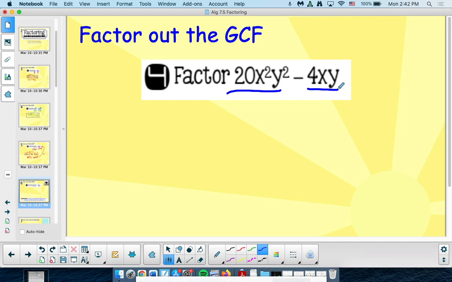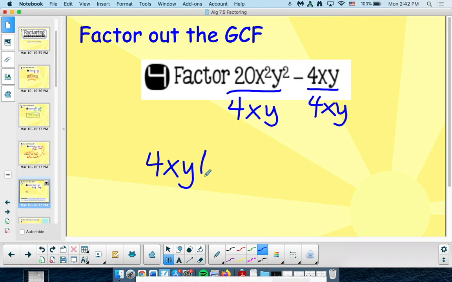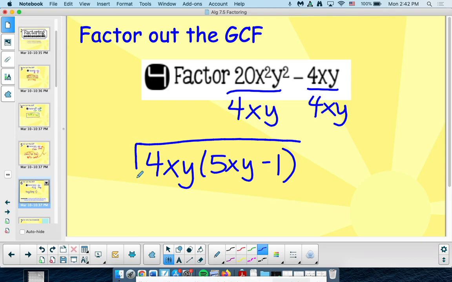Okay, I hope you tried it. I hope you found that you can take a 4xy out of both. So to put that number out in front of our parentheses, 20 divided by 4 is 5. I'll have one x and y left over. Negative 4 divided by 4 is negative 1, and I won't have any x's or y's left. So there we go.